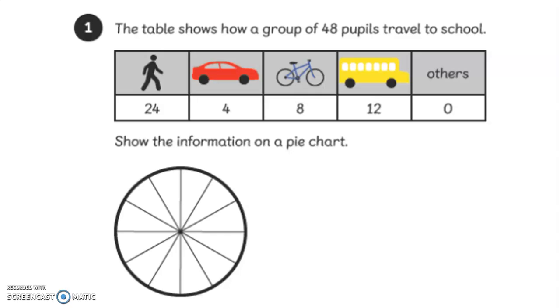Remember to follow the steps by turning each of those amounts in each group into a fraction. The denominator here will be the amount of pupils who travel to school, which, as you can see, is 48. So the denominator that you will start with will be 48. Pause the video now. I'll show the answer or the completed pie chart on the screen in a moment. Here's what your pie chart should look like.